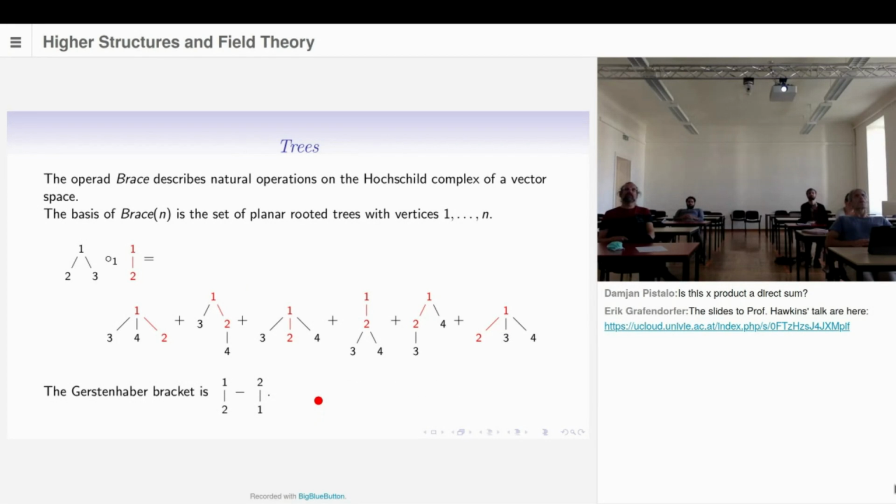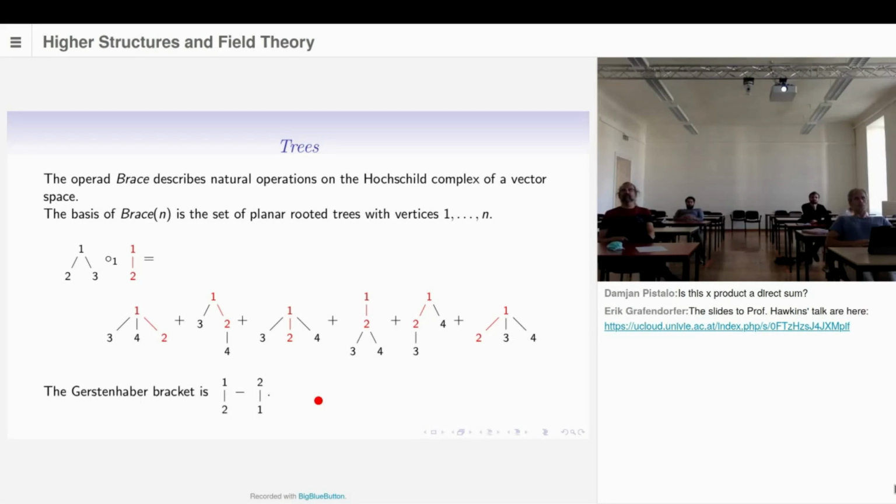Okay, so I'm going to talk about a few different operads. The first one is made of trees. It's called the brace operad. What it's for is it describes natural operations on the Hochschild complex of a vector space. That is to say, I take the Hochschild complex and ignore algebra structures, or set that to 0 equivalently. So it's really just a graded vector space.